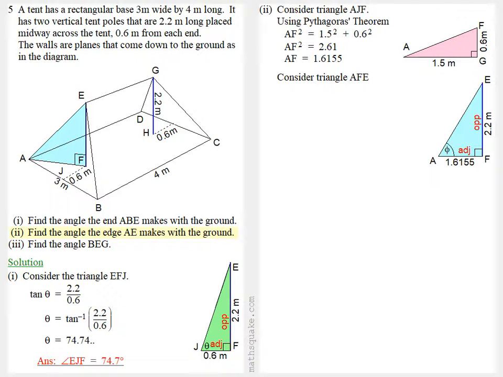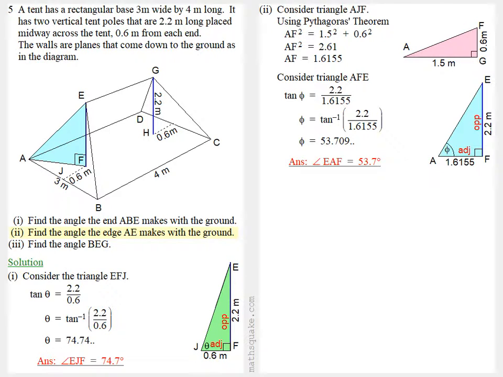Now we know the tangent of an angle is the opposite over the adjacent, so the tangent of phi is 2.2 over 1.6155. Which means if we take the inverse tangent of both sides, phi is the inverse tangent of 2.2 over 1.6155, and if we work that out on a calculator, phi turns out to be 53.709 degrees. If we round that off to one decimal place, the angle EAF, which is the angle we want, is 53.7 degrees.